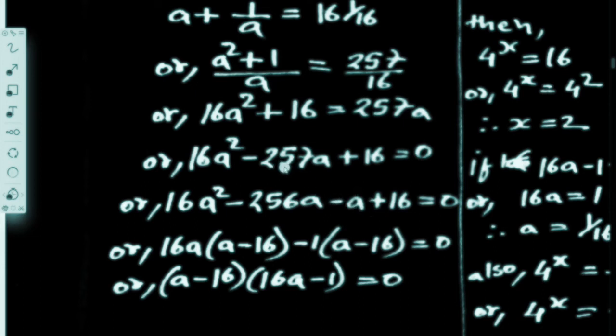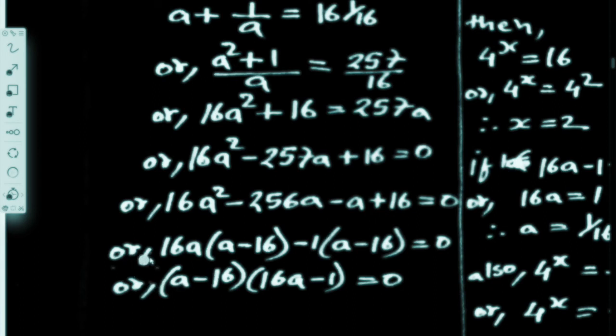Now 257 has been broken into two parts, 256 and a. So we made the expression with 4 terms. There were 3 terms in our expression, and to make factorization simple, we make it 4 terms: 1, 2, 3, 4 equals 0.